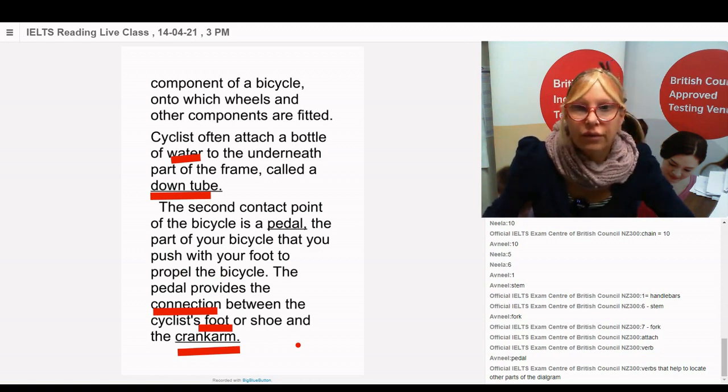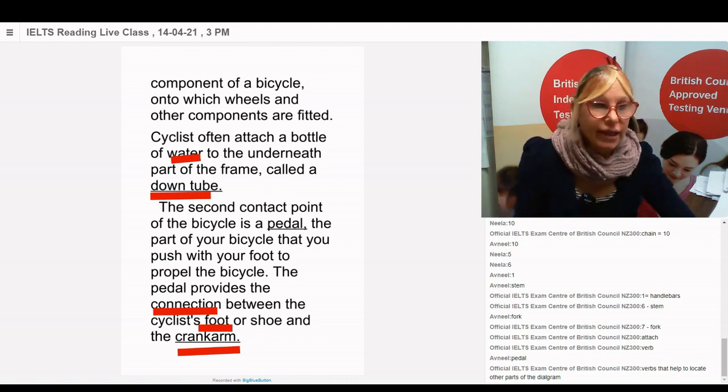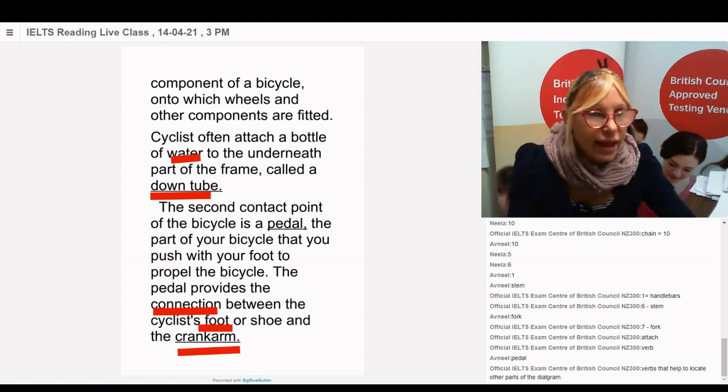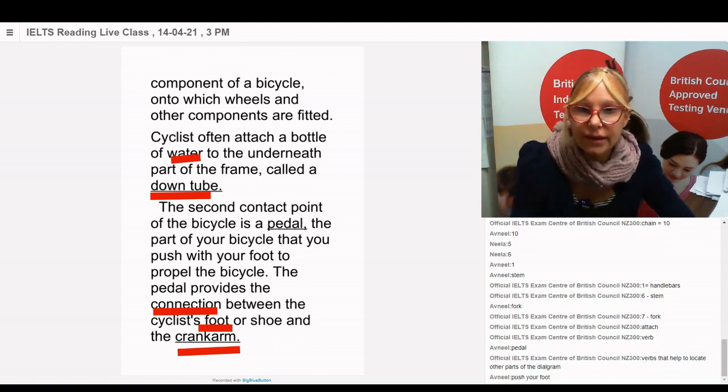Push your foot. Yep, good. That's definitely language that helps us locate where it is.